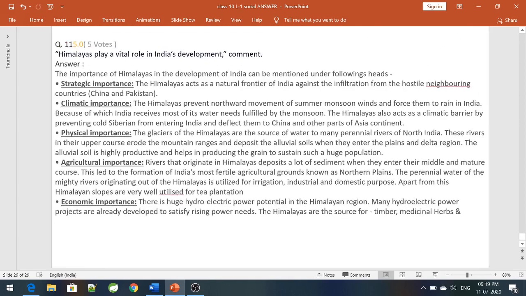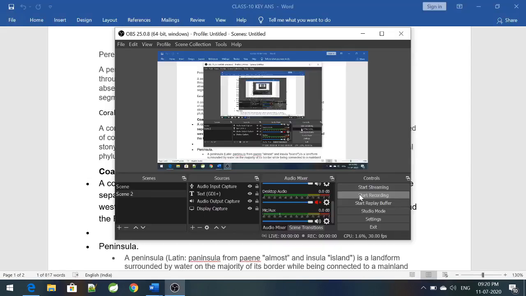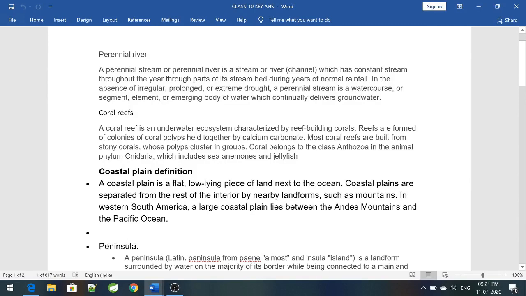And next one. Himalayas play a vital role in Indian development. Comment. Strategic importance, climatic importance, physical importance, agricultural importance, and economic importance. See, these are the key answers.